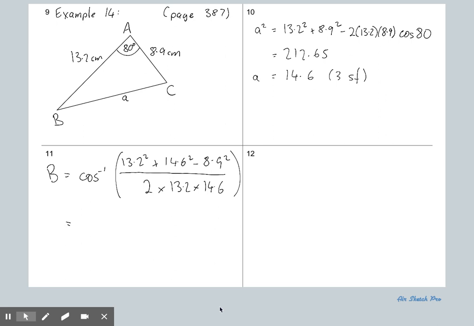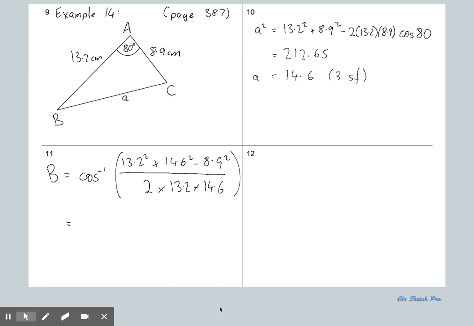So I'm putting in 13.2 squared, and then I'm adding 14.6 squared, and I'm subtracting 8.9 squared, and I get 308.19. Now I've got to divide by 2 times 13.2 times 14.6. So to do that on your calculator, just do a whole bunch of divisions. So divide by 2, divide by 13.2, divide by 14.6. Next time I'll use a calculator on my laptop so you can see what I'm doing up on a big screen. And that gets me 0.7995797011.